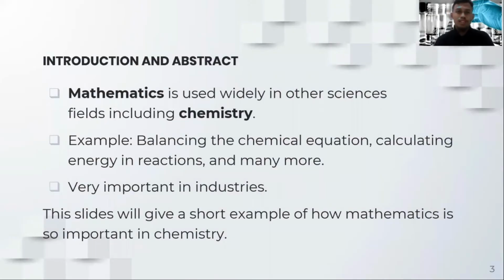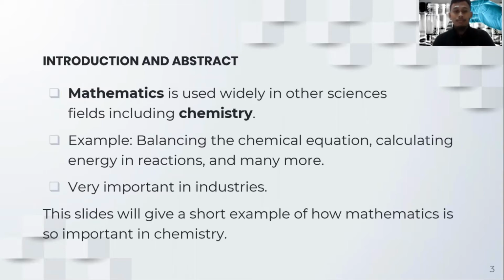So as we know, mathematics is very essential in many fields including natural sciences, engineering, medicine, finance and the social sciences. So mathematics is used widely in other science fields including chemistry. Yes, of course, for example, balancing the chemical equation, we use math, calculating energy in reactions and many more.